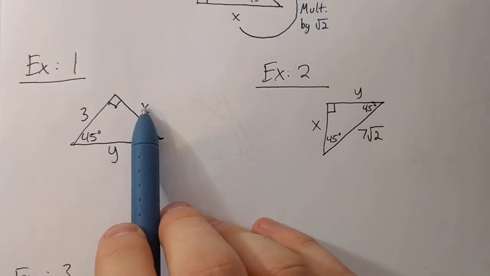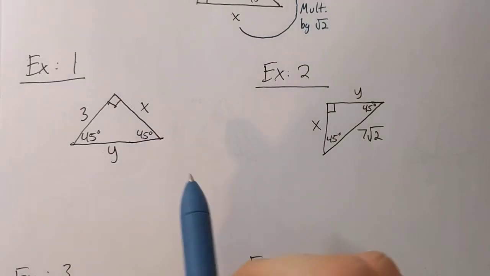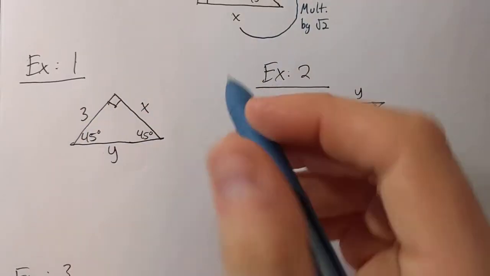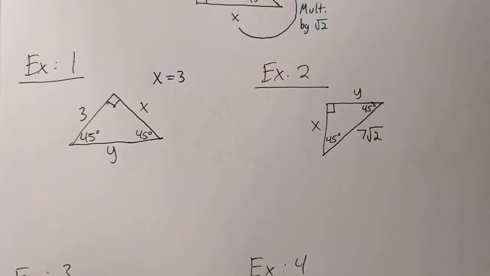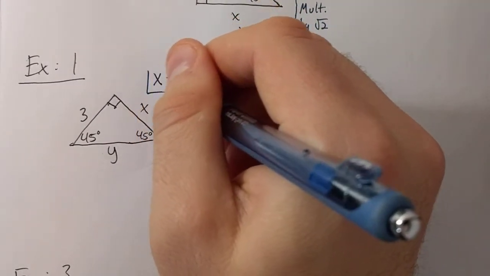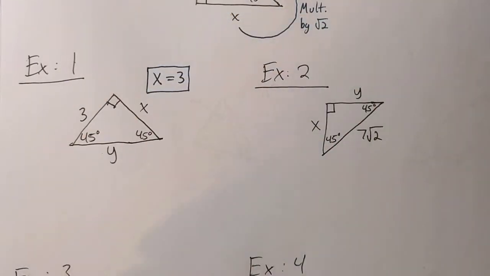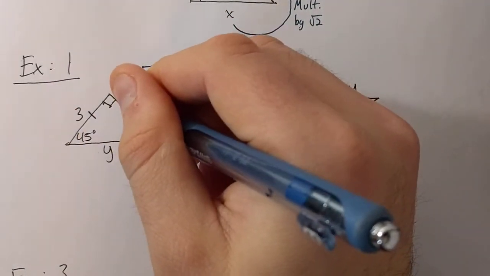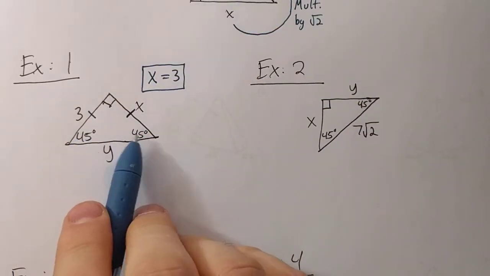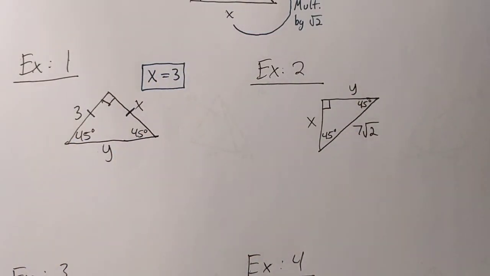So in an example like number 1 here, they give you one of the legs, and they ask you to find the other leg and the hypotenuse. If they give you one of the legs, the other leg will always be exactly the same because it's isosceles. So it should take no time at all to answer for the other leg, because these two angles are exactly the same, making it isosceles.